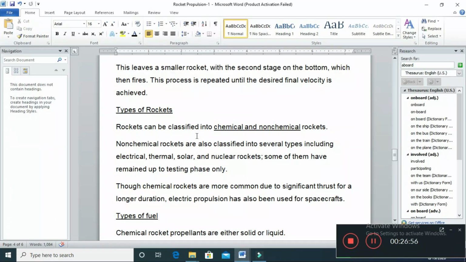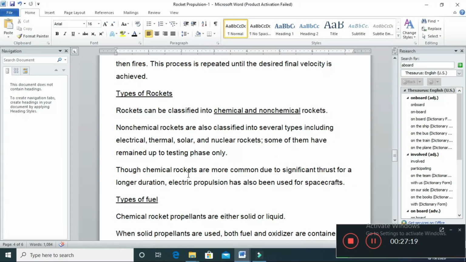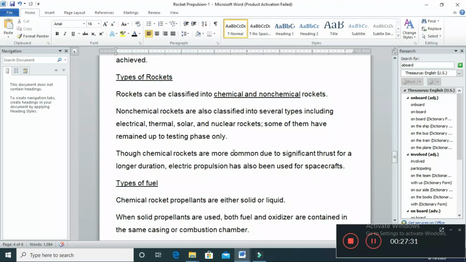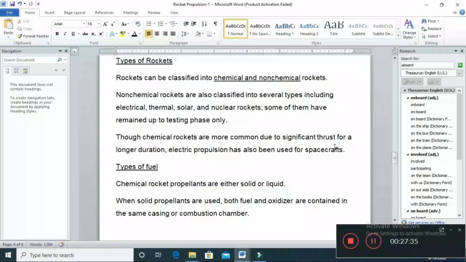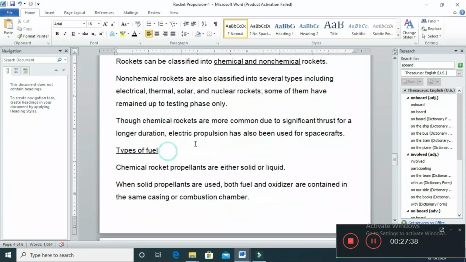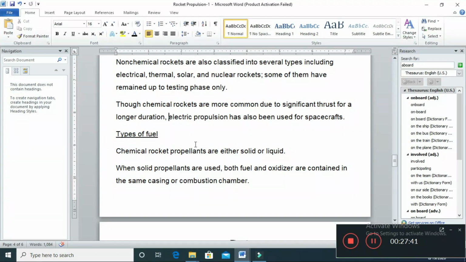The rockets can be of different types based on the driving force. There are chemical rockets and non-chemical rockets. Most of them are chemical rockets, due to reliability and continuous power production. The non-chemical rockets can include electrical, thermal, solar and nuclear rockets. Some are used for rocket applications, some are only in the testing phase. Chemical rockets are more common due to significant thrust for a longer duration, but there are many rockets which are based on electric energy.